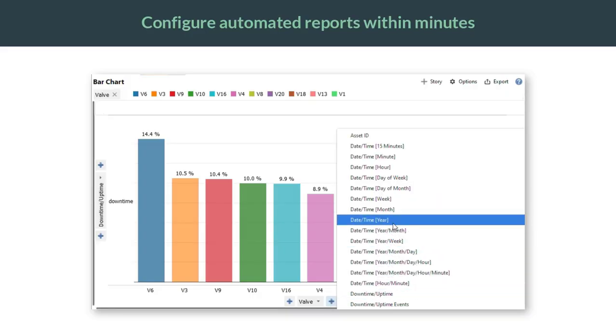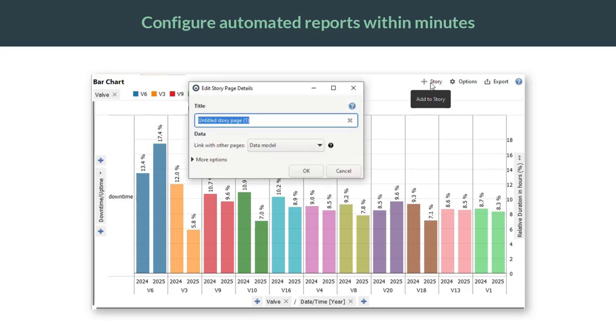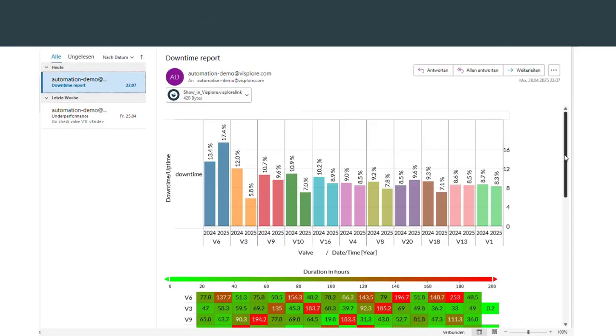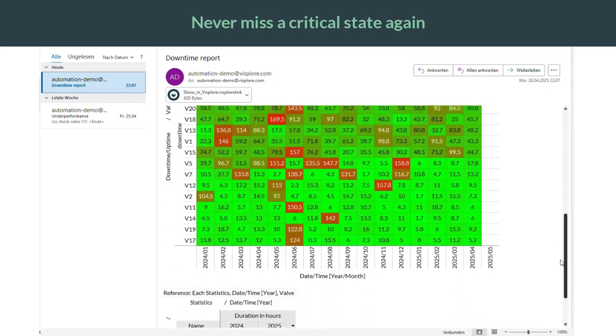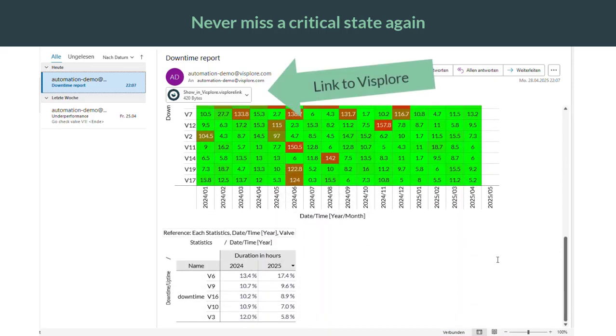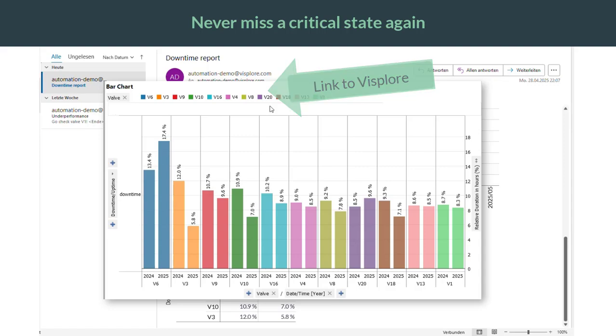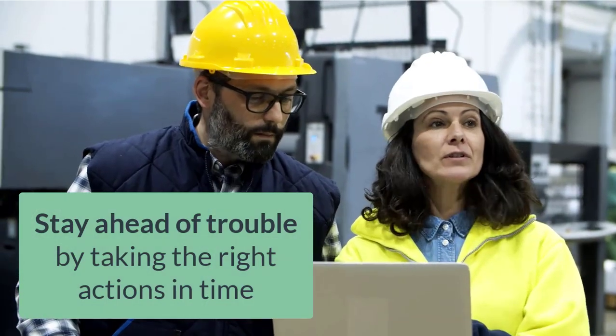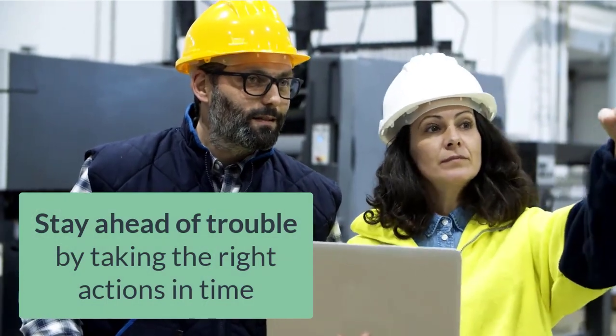Users can also configure their own automated reports within minutes. Delivered right into the inbox of colleagues who need to know. This way, your engineers make sure they never miss a critical state again. And stay ahead of trouble by taking the right actions in time.